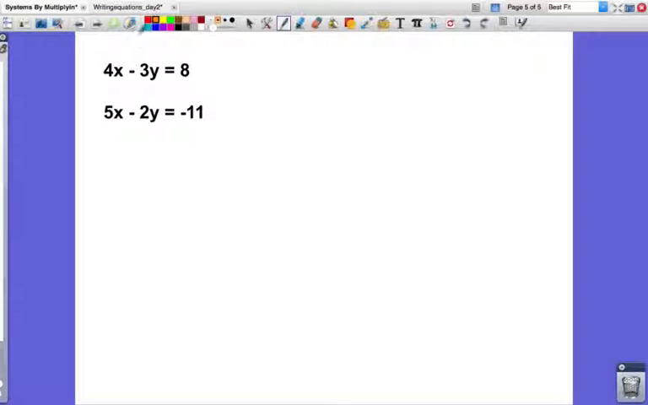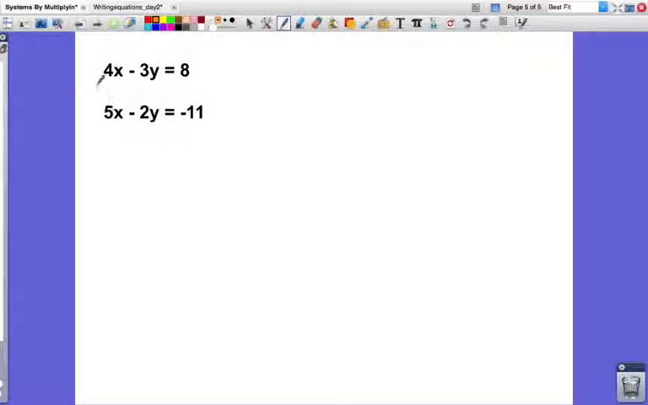One final problem. This one's going to be a little bit more complicated. Again, now I have my system. I don't have any coefficients that can line up right now. So what I need to do is multiply one of my equations, or maybe both of my equations, to get something that cancels out.